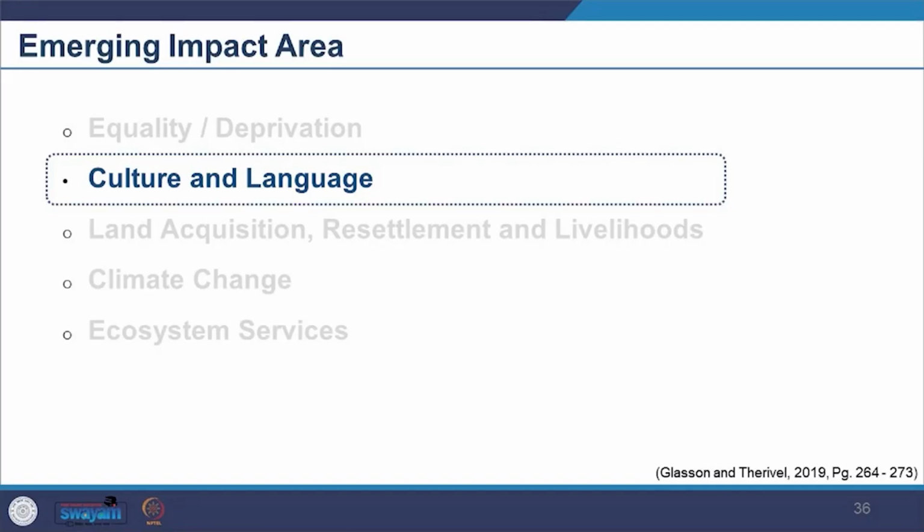So that's another area. Now moving forward, we see that culture and language is also increasingly covered within EIA. So we are even considering this, not just the biophysical aspect, but also looking at the culture and language impact assessment. So when we look at cultural impact assessments, what do we really mean by that?